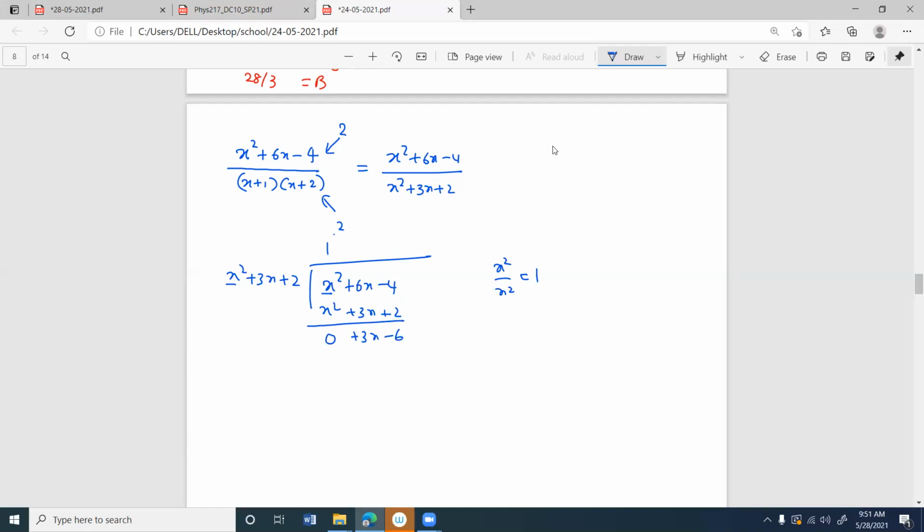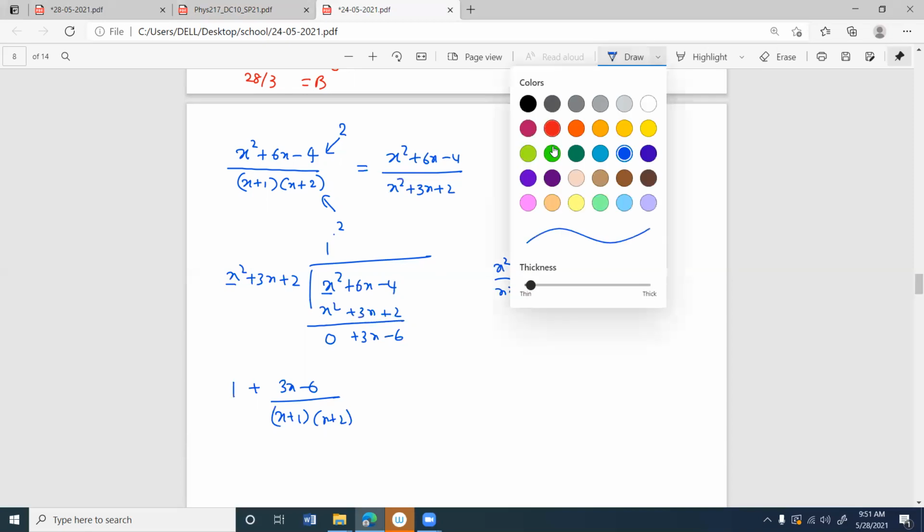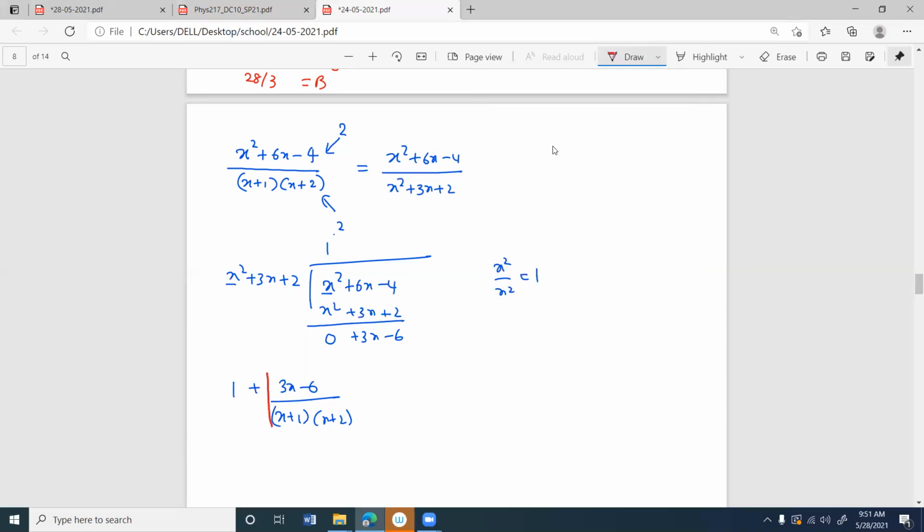Now you can understand that after that you can't do further. So the final answer is 1 plus 3x minus 6 divided by x plus 1 into x plus 2. Right. Now what you can understand. Now we have to do the partial fraction for which part? Only this part.